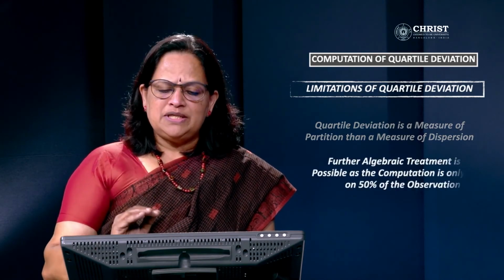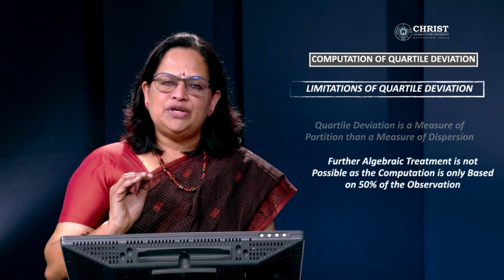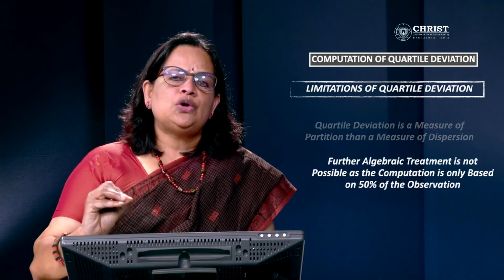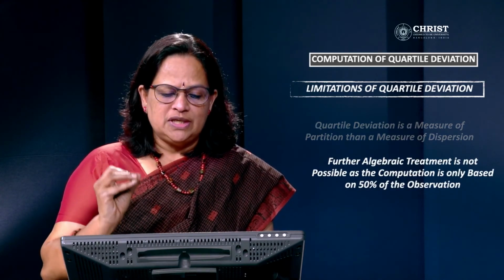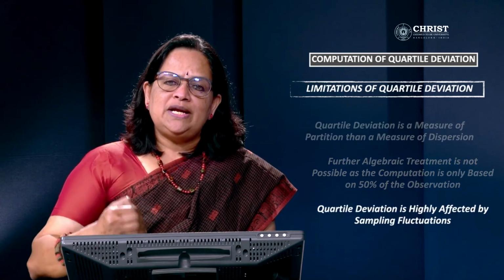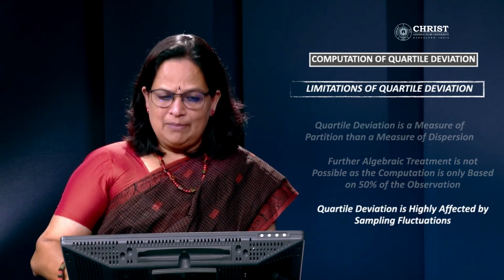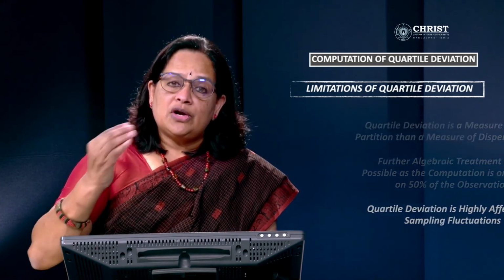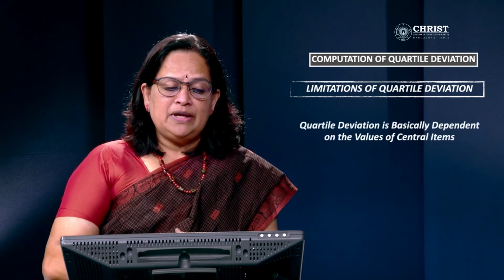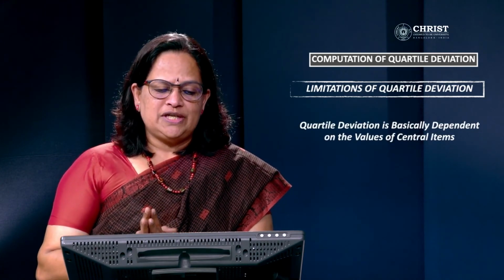Now further mathematical treatment is not possible for computation because computation is based only on 50% of the observations. Now the last point is quartile deviation is highly affected by sampling fluctuations. Quartile deviation is basically dependent upon the central values. We always have to remember that we are concentrating on only 50% of the values. So if these values are irregular, the results are affected adversely.